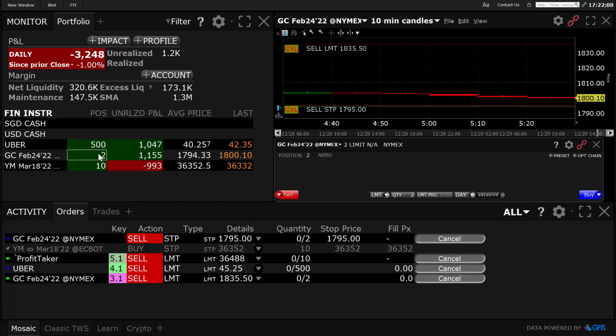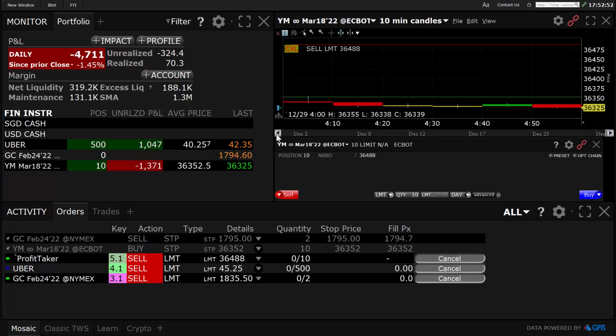Since I'm long two contracts already, once that goes off and sells me out, I'll just be even in the position, won't have any contracts. So it's a way to use stop orders to get you out at market and be able to get in and out of trades anytime you want with these orders. Anyway, I'll come back. Okay, it got stopped out on gold, break even there. I'll be back.